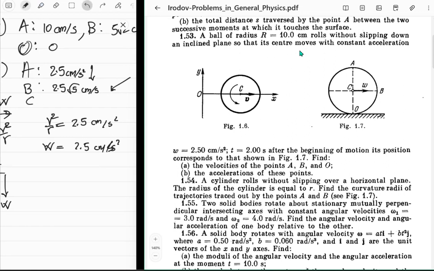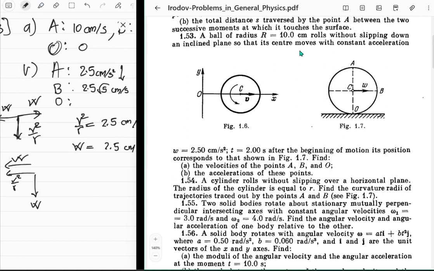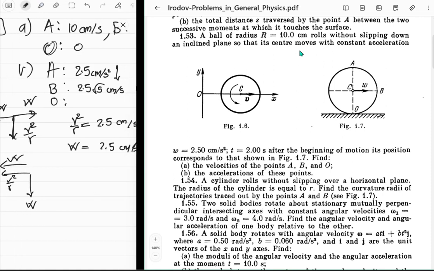Not for C. We want O. For O, V square upon R is 0. Is there also centripetal acceleration? Tangential acceleration there is, which is in this direction, and there is also the pseudo force. Something doesn't look right. Oh no, I messed up everything.